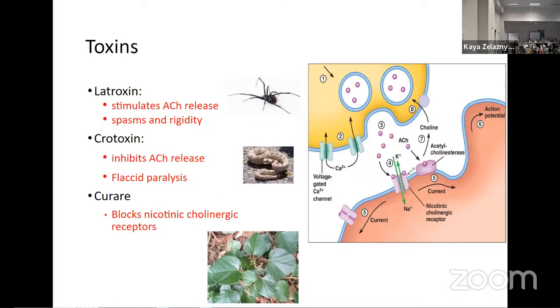Curare is essentially like an antagonistic competitive inhibitor here. It blocks our nicotinic cholinergic receptors. So even though our acetylcholine part is working just fine, we're releasing the right amount, nothing's going wrong there on the neuron side, we can't get our sodium into the cell anymore on the muscle side. We need that sodium to come into the cell so that we can have the depolarization causing an action potential. So this acts as a muscle relaxant.